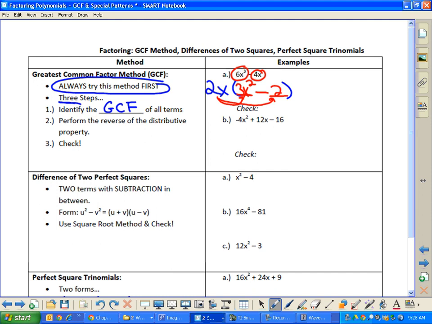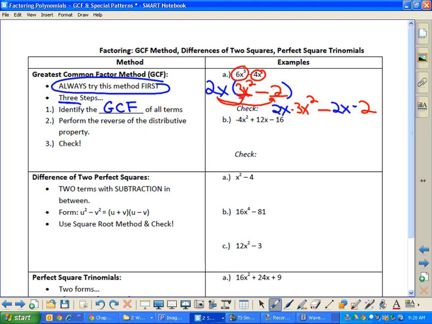Now, how do we check? Again, you just do the distributive property. When I go to check, I'm going to ask myself, is 2x times 3x squared minus 2x times 2 the same as my original problem? 2x times 3x squared, that's 6x to the third for sure. And then 2x times 2 is 4x, and I have my minus sign in between. So I know that with the distributive property, I can check.